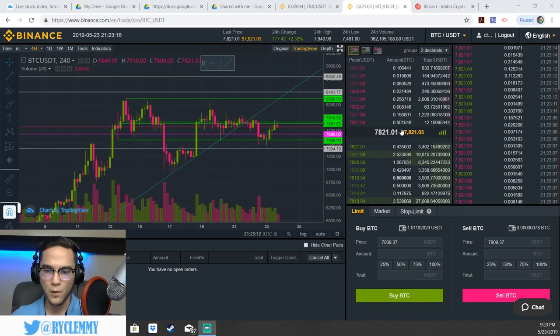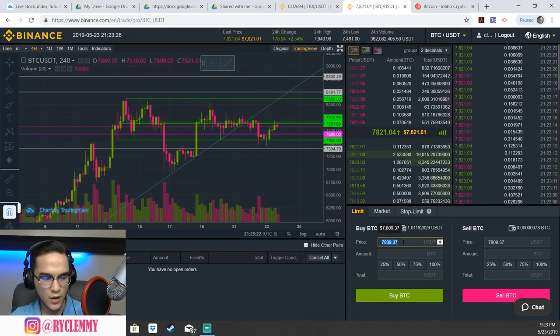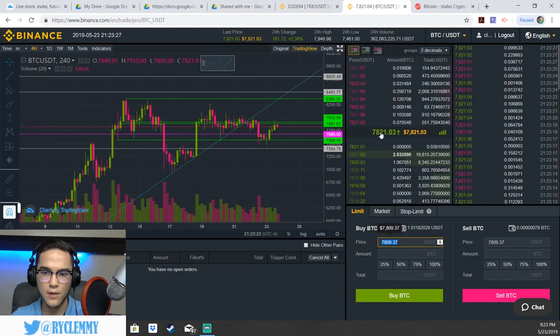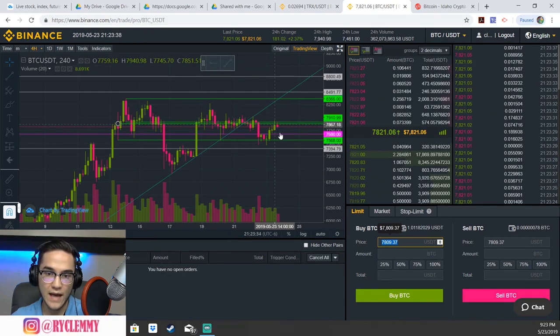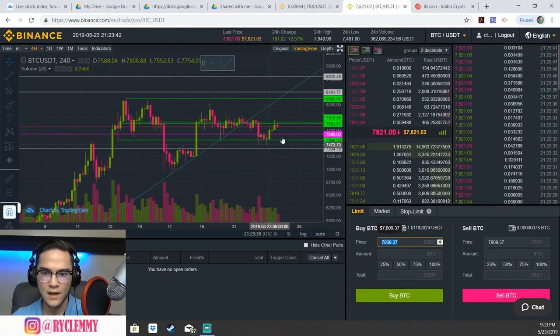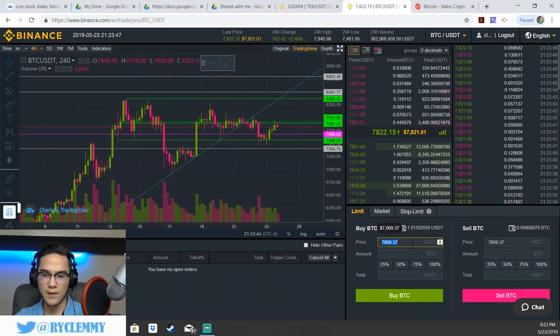So for example, a limit order basically is just saying that whatever price you put in here, let's say you were going to buy Bitcoin. Right now you can see that the current market price is $7,821, and we're sitting right about here. But let's say you were wanting to buy Bitcoin at a lower price. You think that Bitcoin might come back down to this region, which is around 7,600. So you could put in your limit order for 7,600.